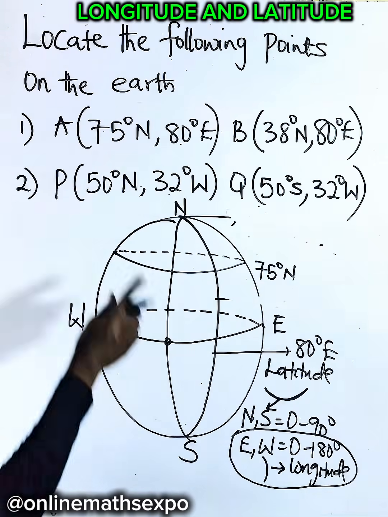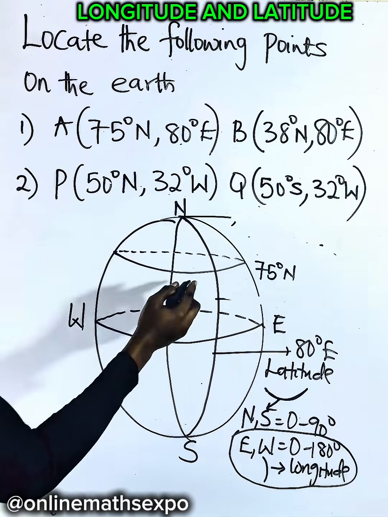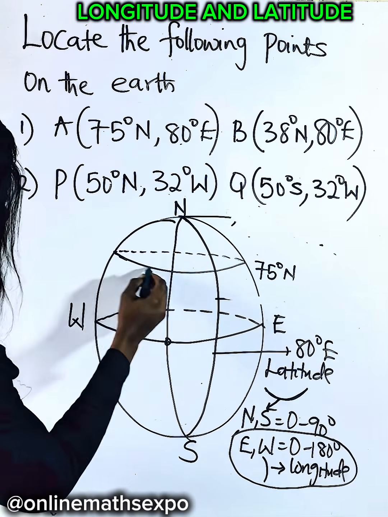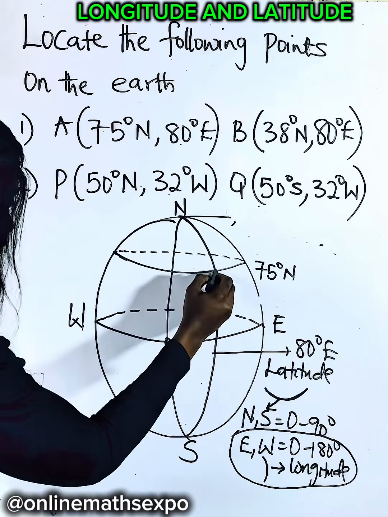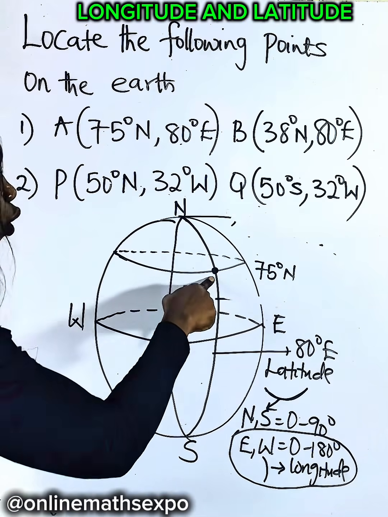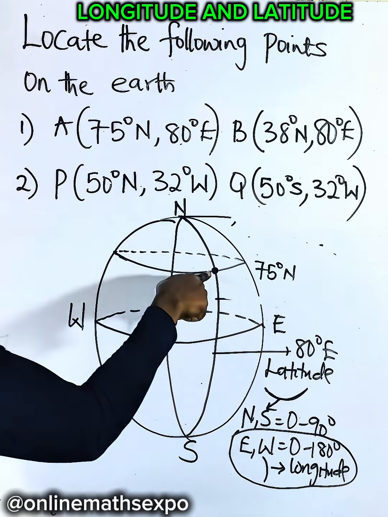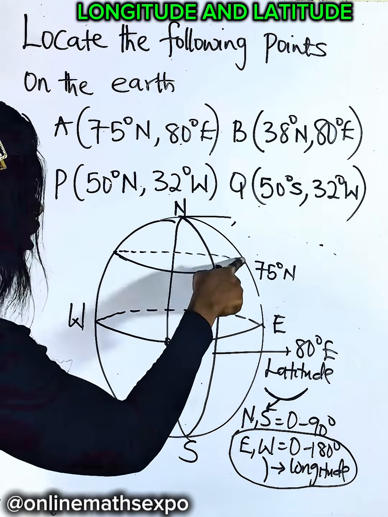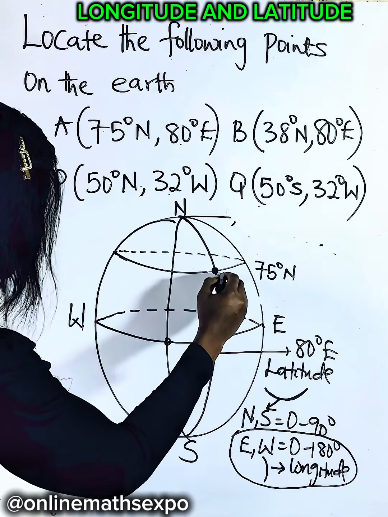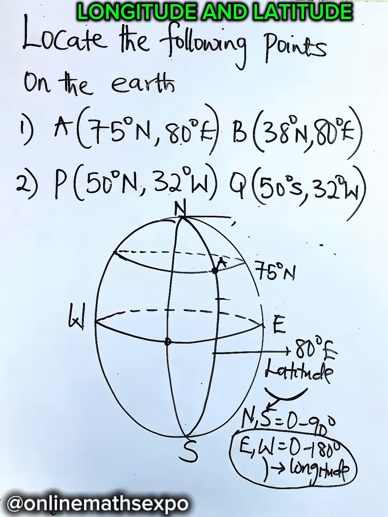And the place where these 2 points intersect, where the 2 lines, look at the first line of 75 and the 80 degrees. Did you see where they intersected? That is the place you are going to locate point A. That means for you to locate a point, there must be an intersection of your latitude and your longitude. So we are going to label this point A.